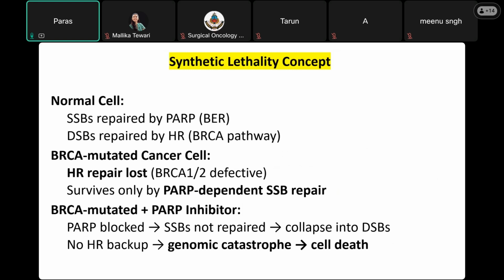In a BRCA mutated cancer cell, homologous recombination repair is lost, that is BRCA1 and 2 is defective. It survives only by PARP-dependent single-stranded base repair. So in a BRCA mutated cell, if we give a PARP inhibitor, PARP is also blocked, that is, the single-stranded break is not repaired, and the cell collapses into double-stranded breaks, with no HR backup, leading to cell death.